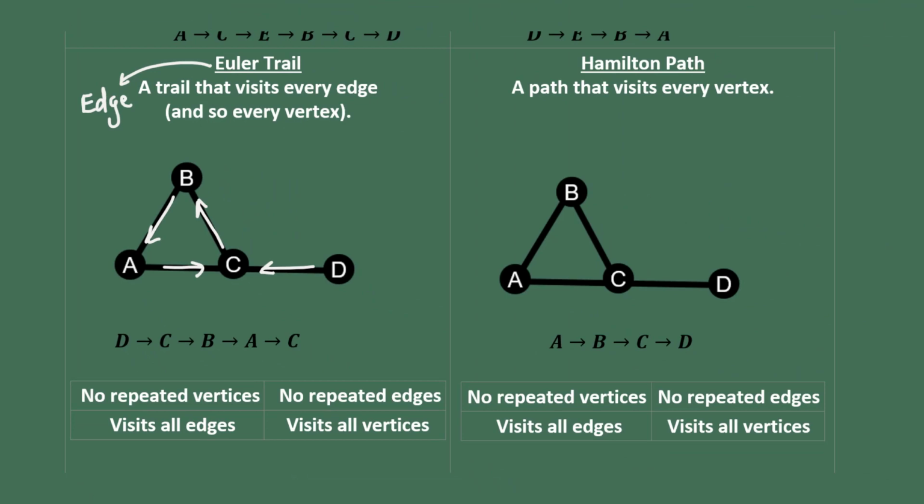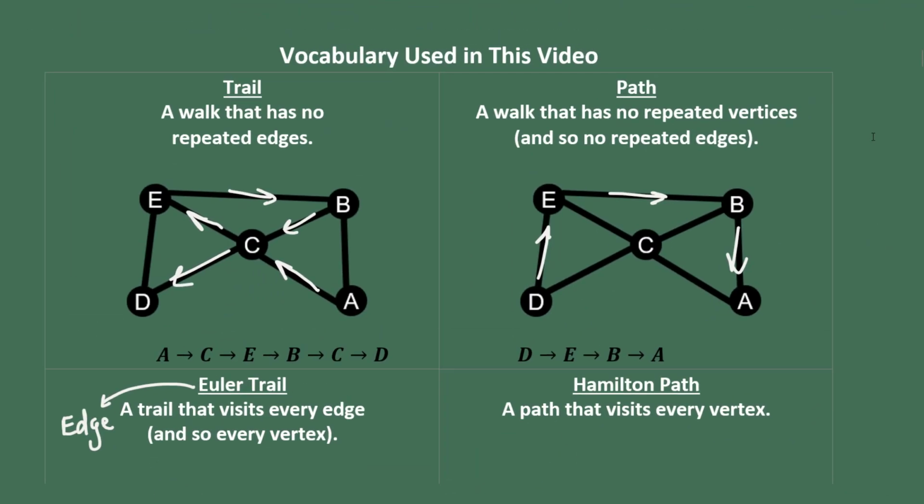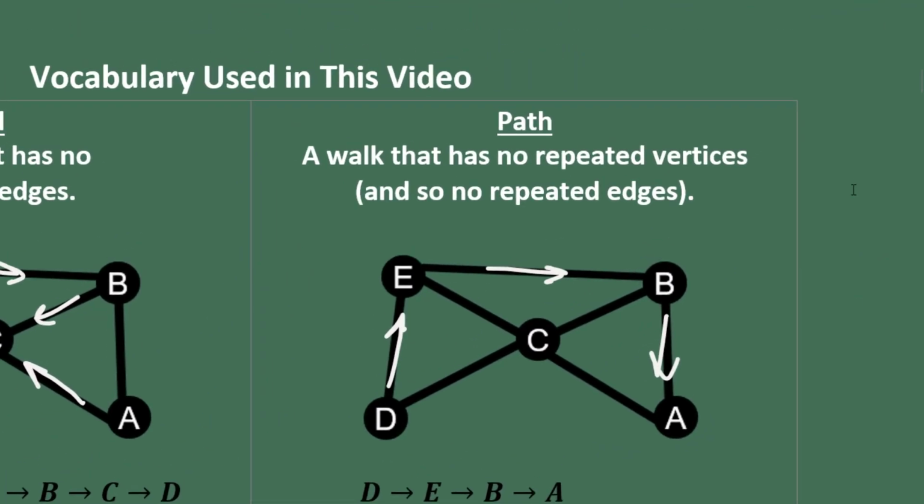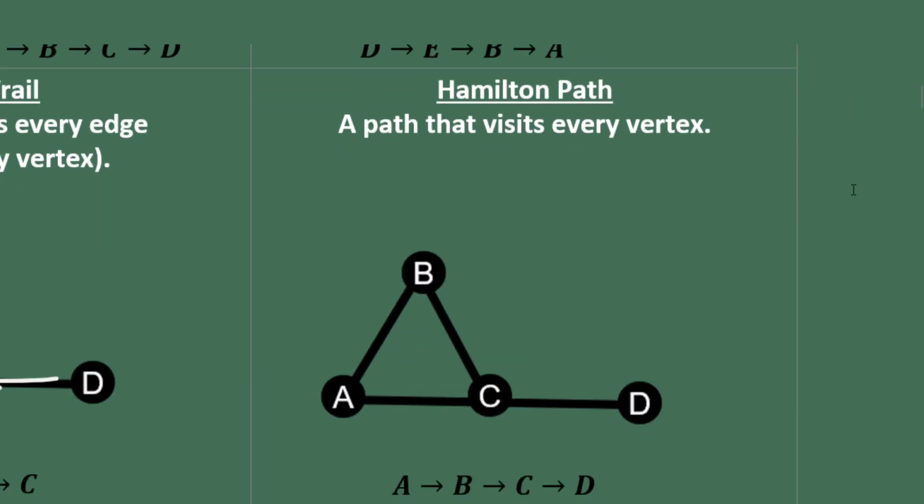Now let's talk about Hamilton paths. Remember, a path is a walk that has no repeated vertices and consequently no repeated edges either. A Hamilton path is a path that visits every vertex. So if we're visiting every vertex, but we have no repeated vertices, that means that we're visiting every vertex exactly once. For example, we have a Hamilton path from A to B, then B to C, and then C to D. We have hit every vertex exactly once.